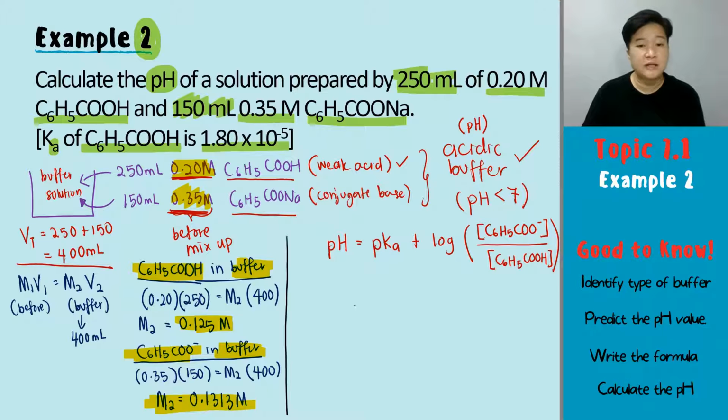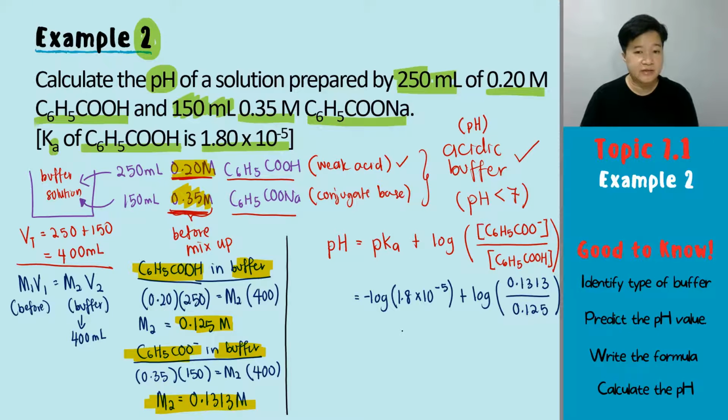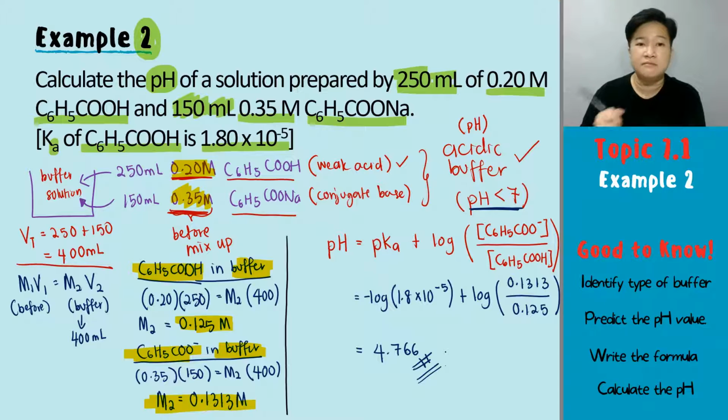And once you have the concentration, let's try the formula. The pKa over here is equal to negative log of the Ka value, 1.8 times 10 to the power of negative 5, plus the log of the concentration of my conjugate base, 0.1313, over the concentration of my weak acid, 0.125. Make sure you put in the correct value every single time. And of course, you need to press your calculator very, very correctly. Make sure you know how to press the negative log and log over here. And the pH value calculated is 4.766. And as predicted, the pH value right now must be less than 7. And you are done.